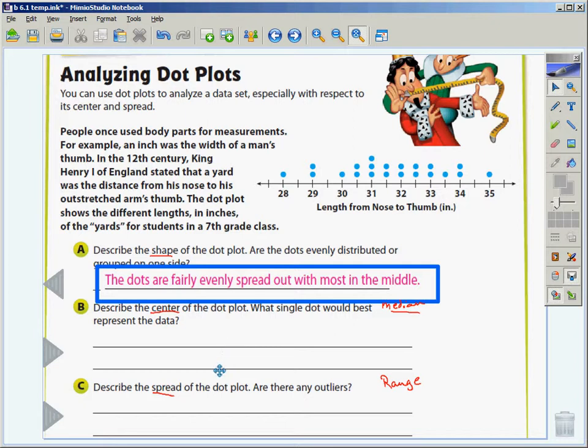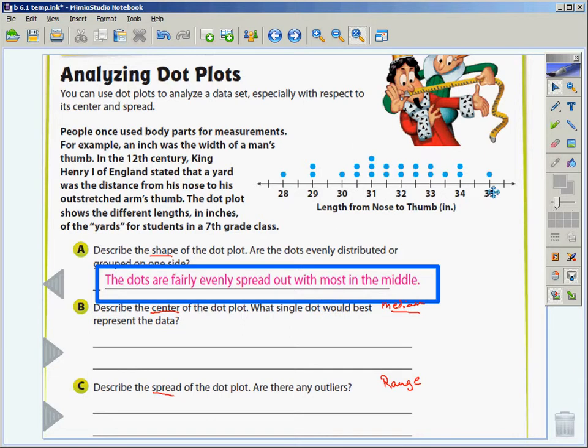Okay. Now, would your answer and my answer look exactly the same? No. But if you said that these were clustered, I might question that. They're not really clustered together, are they? No. Okay?